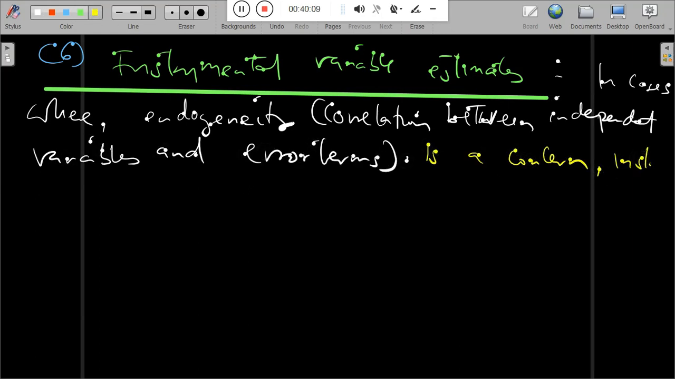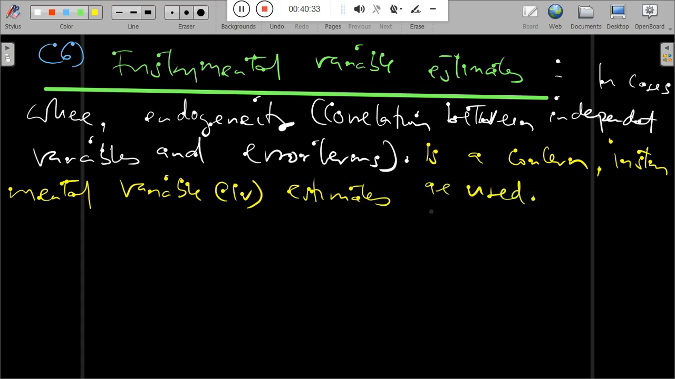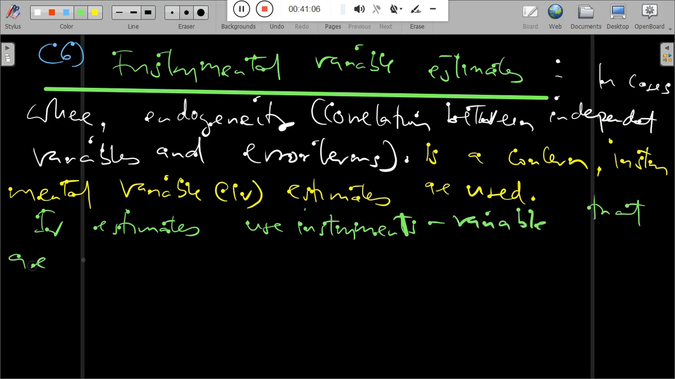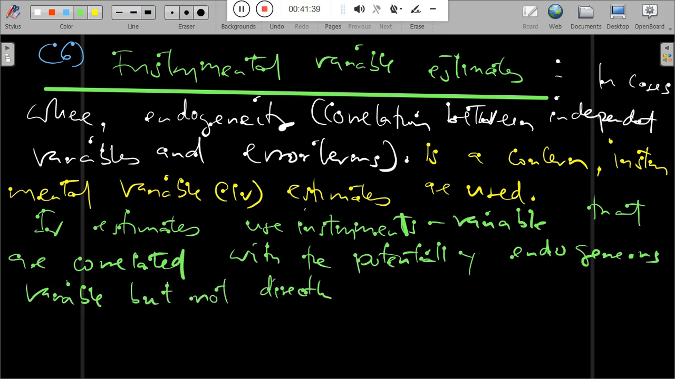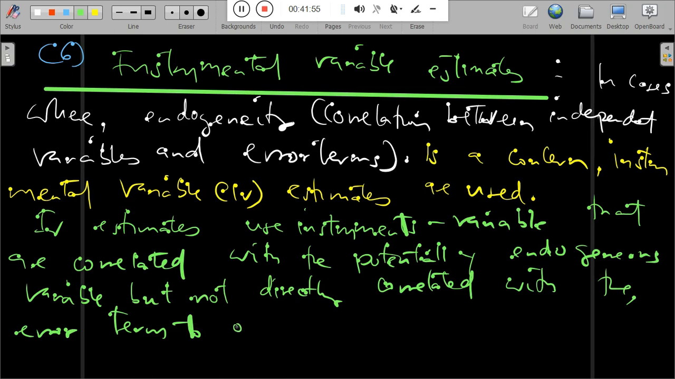Another key type is instrumental variable estimates. In cases where there is endogeneity, this means that the correlation between independent variables and the error term is called endogeneity. Because of this concern, instrumental variable (IV) estimates are used. The IV estimates use instrument variables that are correlated with the potentially endogenous variable, but not directly correlated with the error term, to obtain consistent estimates.